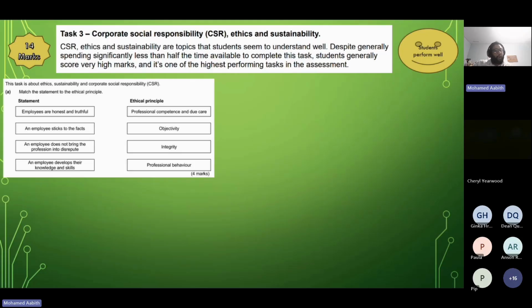So when an employee sticks to the facts, we're going to call that employee objective. So that ethical principle is objectivity. That means I stick to facts. That means people cannot sway me. They cannot influence me. I can't be acting biased towards making a decision. So my objectivity will be compromised. So in that scenario, I have to make sure I stick to facts.